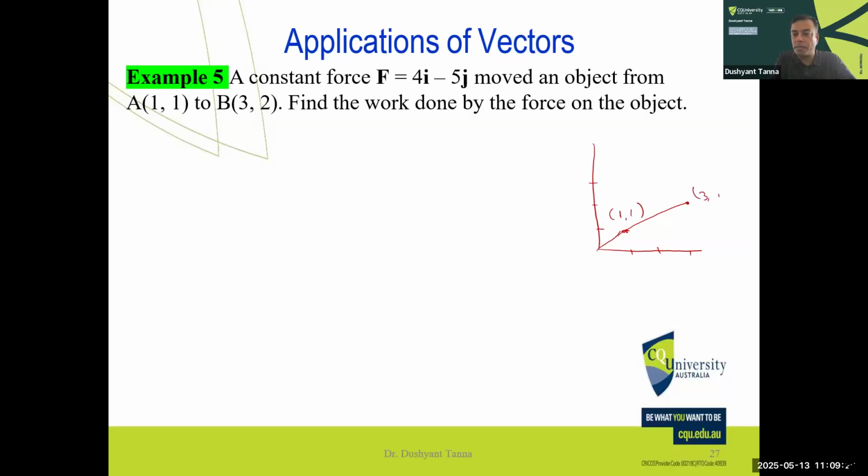And that's your object A and B. Okay, from A, it has moved to B. X is 3, Y is 2. So find the work done. We're talking about this one. That's your object A.